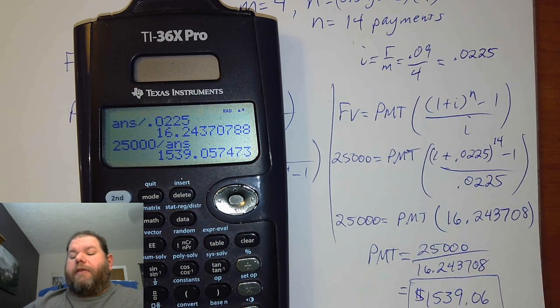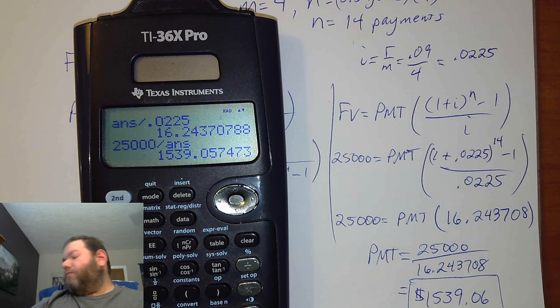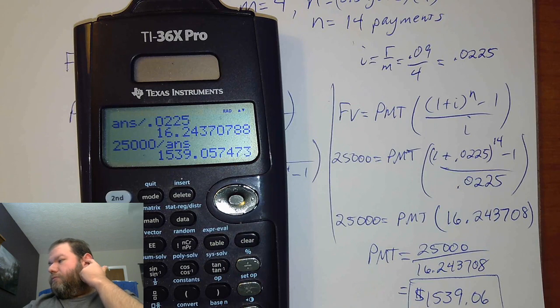So as long as we made that monthly payment, then we should expect to have 25,000 at the end of that 14 payments after 3.5 years. Does that make sense?